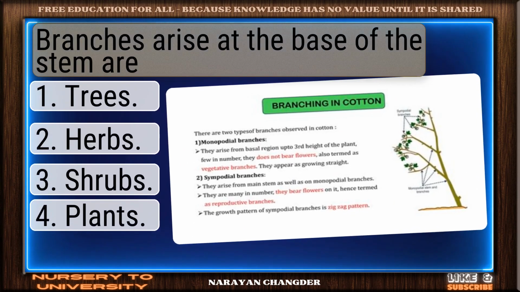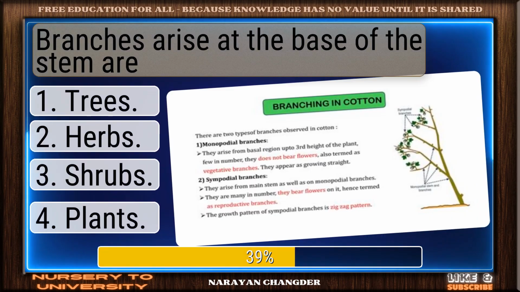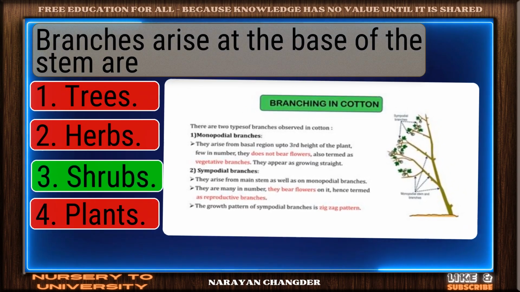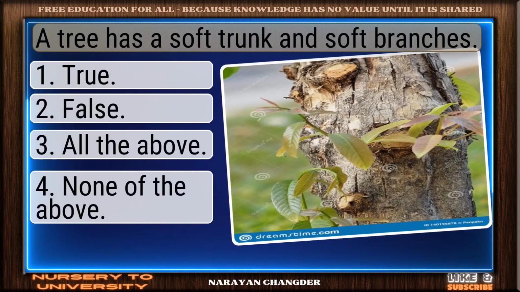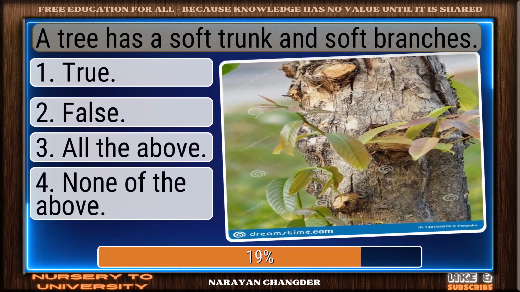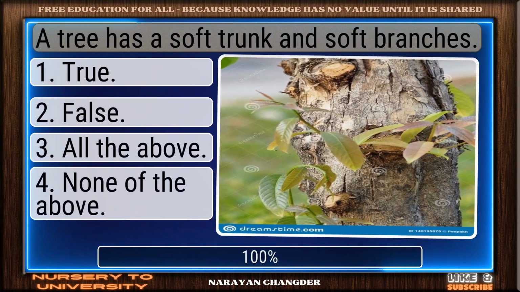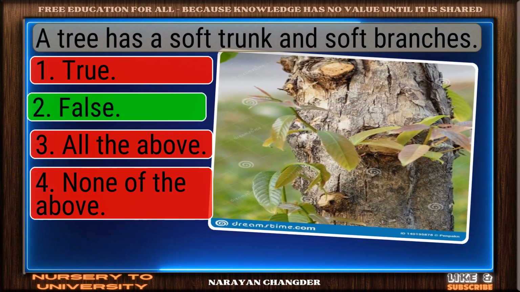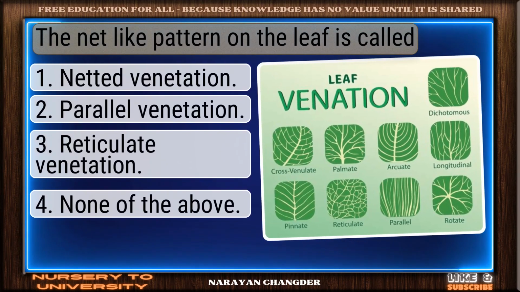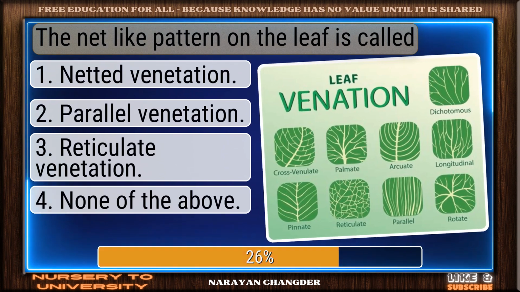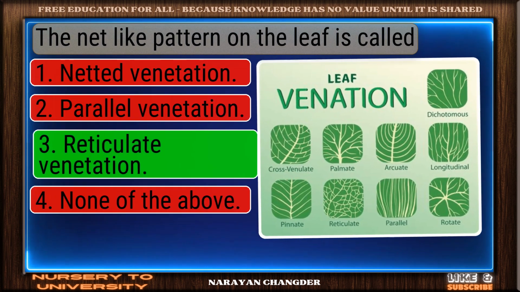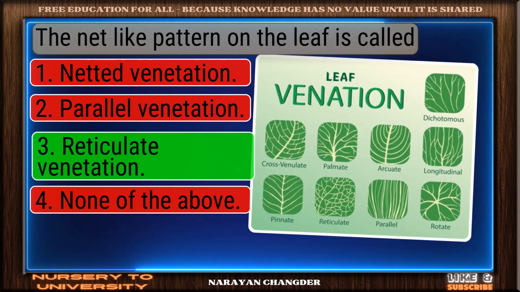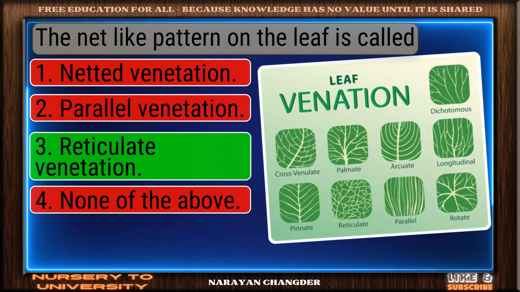Branches arise at the base of the stem are. Smart pick. Shrubs is the correct choice. A tree has a soft trunk and soft branches. Right again. False is a valid answer. The net-like pattern on the leaf is called. Good thinking. Reticulate vegetation is the right answer.